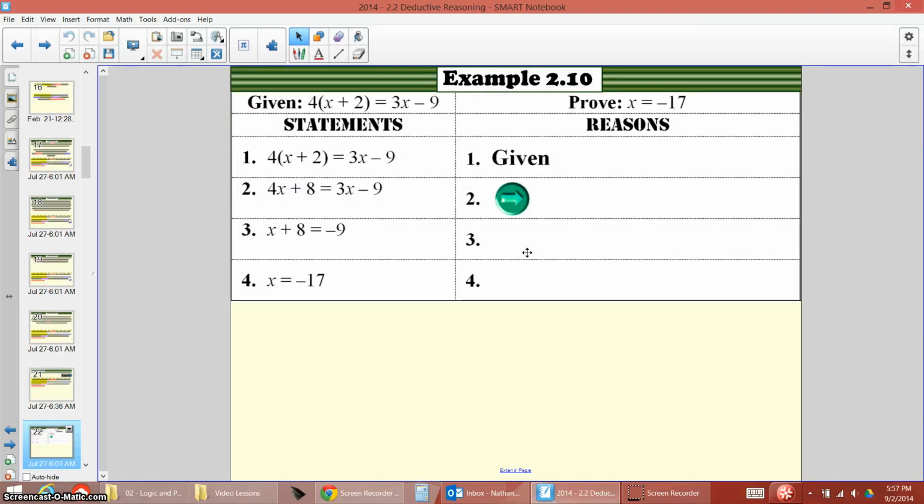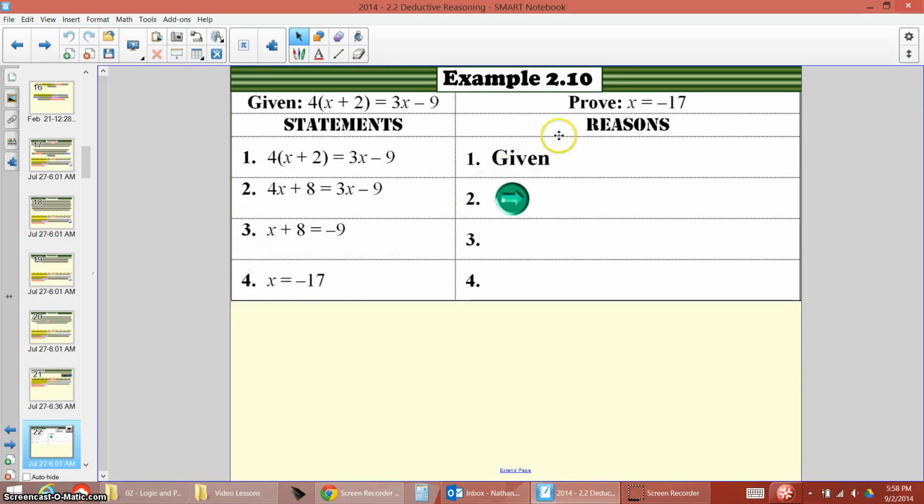So in example 2.10, we're given a statement. The statement is 4 times (x plus 2) equals 3x plus 9. We're asked to prove x equals negative 17. Notice right here, this is the given statement, and down here, this is the prove statement.